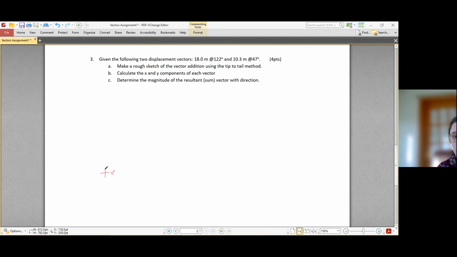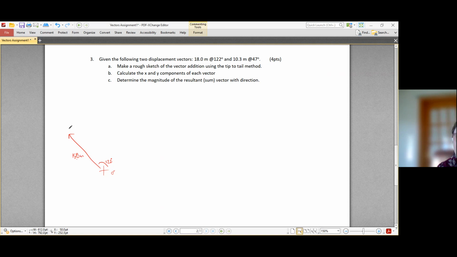There's my 0 degrees. 122 degrees is going to send me off somewhere in this direction. Let's undo that. See if I can draw a straight line. Okay, there it gives me, bear with me, this is a pretty rough drawing. So that's my 122 degrees. If I get too close to where I've drawn before, it causes some trouble for me. So that's our 122 degrees at 18.0 meters.